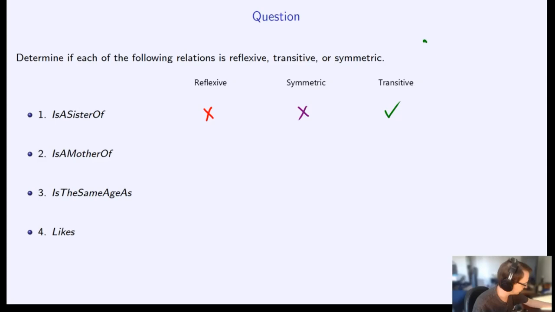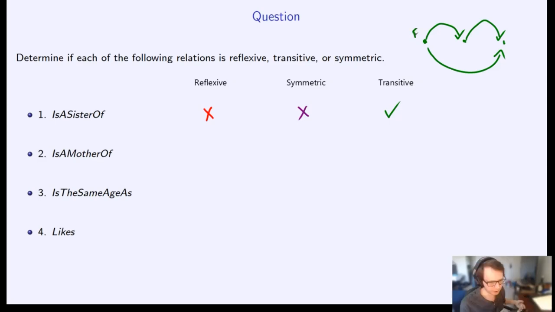So if you're a sister to someone, and they're a sister to someone else, and there's no half-brothers, half-sisters, divorcees, or whatever, then yes, if you're a sister to someone else, then you're going to be a sister to that third person as well, because you're all related. So the first one was done very well. A mother of. You cannot be a mother of yourself. If you're a mother to your kid, they cannot be the mother to you.